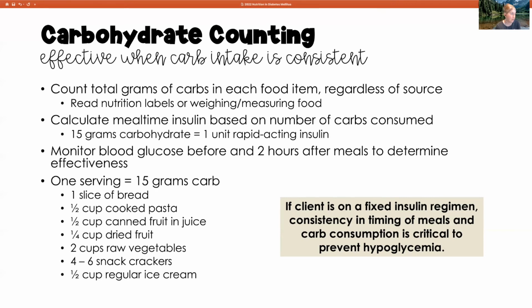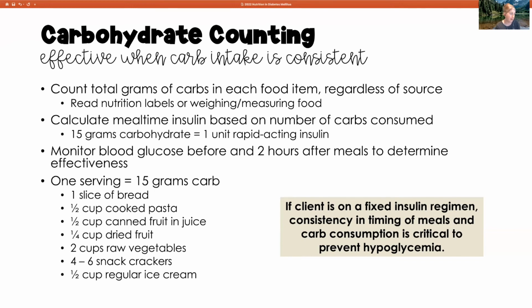Now, clients can accomplish that by reading nutrition labels. So really important that our clients, and especially our diabetic clients, know how to read a nutrition label. Then they're going to calculate their mealtime insulin based on the number of carbs they're planning to consume. So if they're going to consume 15 grams of carbohydrate, that is going to equal 1 unit of rapid acting insulin. And so again, clients who are carb counting are using rapid acting insulin. So they're going to calculate the total number of grams of carbohydrate that they're planning to eat, and then they'll equate that to the correct number of units of rapid acting insulin.